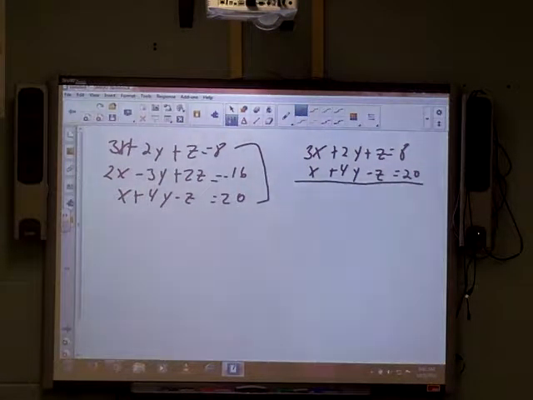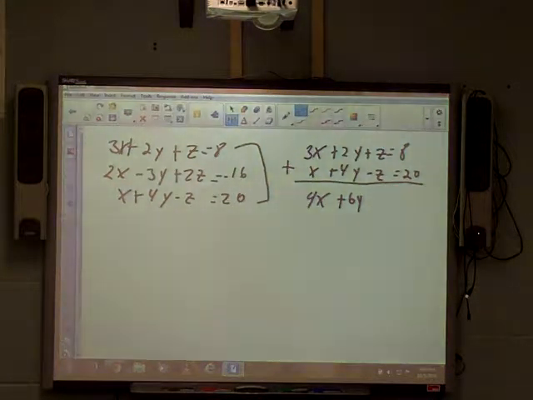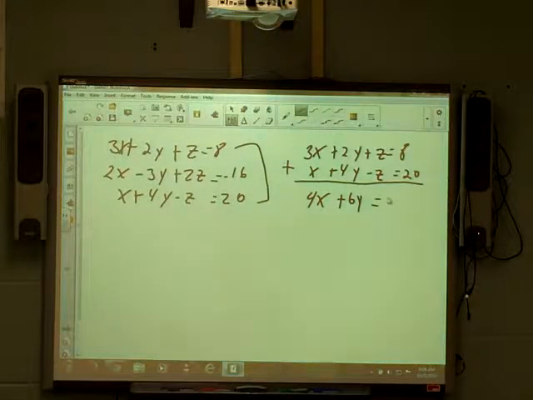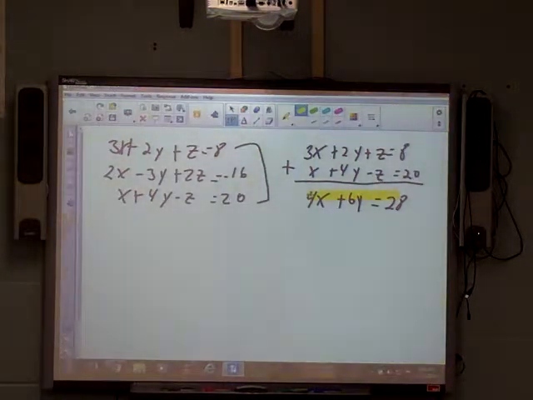My z's are different signs, so that makes that an addition problem. 3x and x is 4x. 2y and 4y, 6y. z and negative z is 0. 8 and 20 is 28. So that's my first new equation. New equation number 1. Don't lose it.